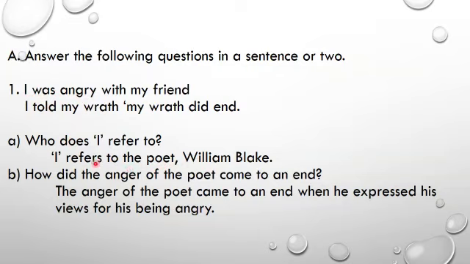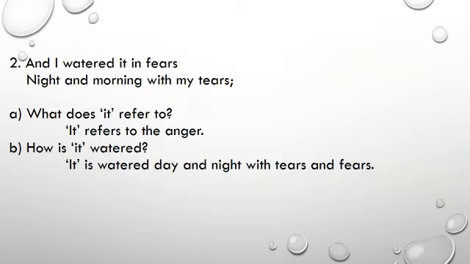Why do we write refers here? In the question it is refer only. Does will come and join with the verb. So the verb will take S with that. So refer will become refers. How did the anger of the poet come to an end? The anger of the poet came to an end. Here also did plus come, came to an end when he expressed his views for his being angry. To whom? To his friend.